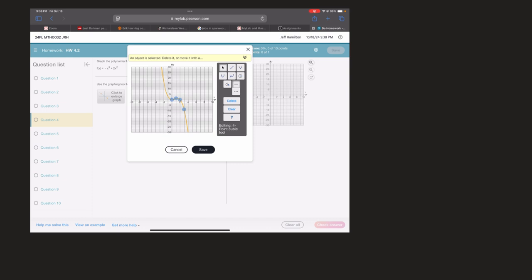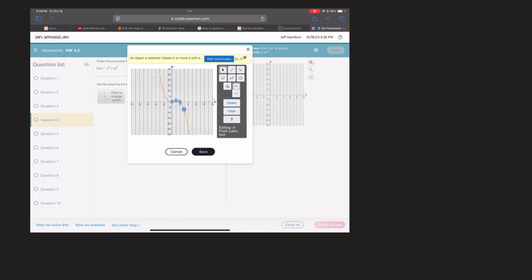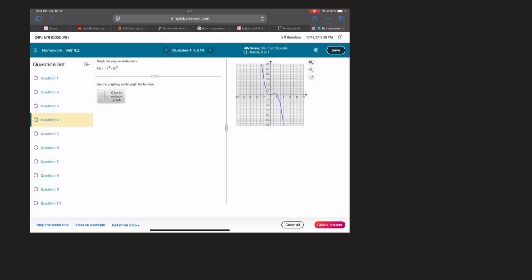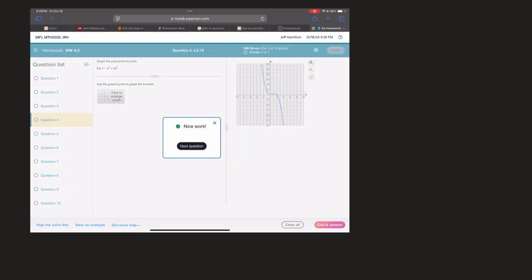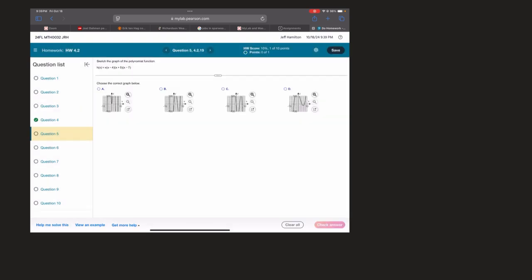Right there. I think I got the right point. There. 3 and minus 9. So there I've got 4 points, and it is following that cubic, the negative cubic. So it starts high and ends low, and I've got 4 points identified. Okay, let me hit save, and let's see if I hit the point in the right spot. Check answer. Nice work. There we go.